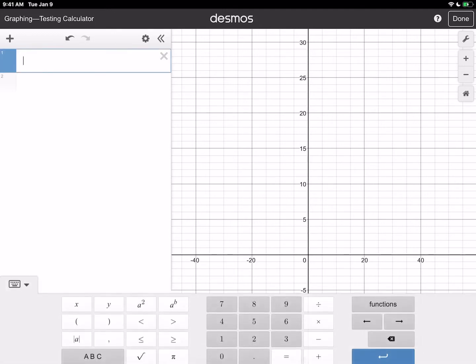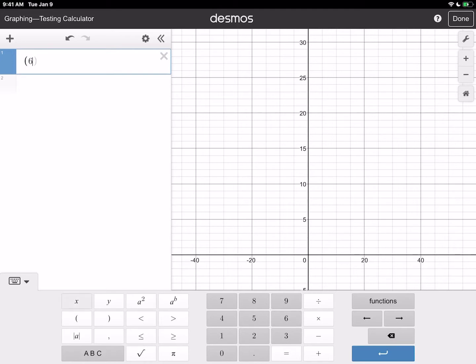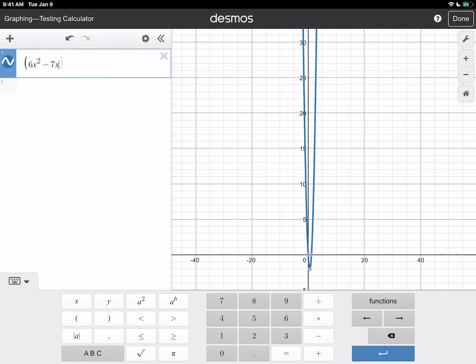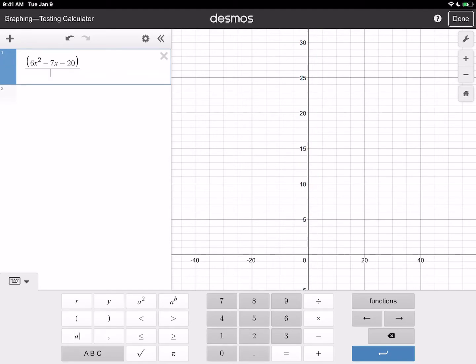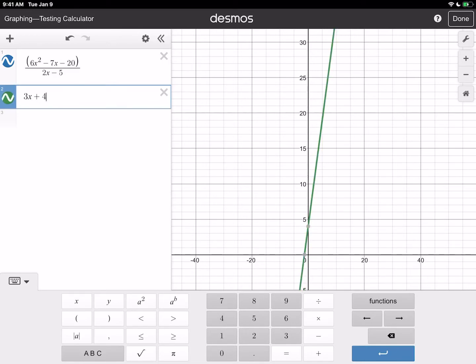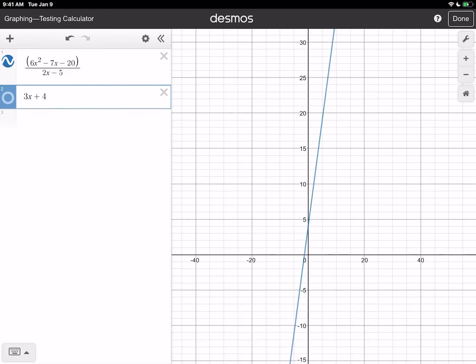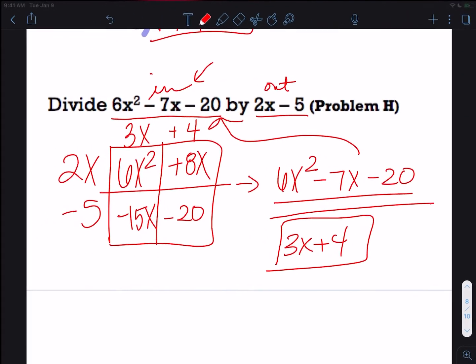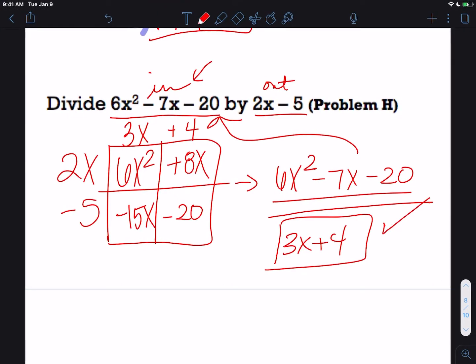So up here, I'm going to type 6x squared minus 7x minus 20, all divided by 2x minus 5. And I'm going to compare that to my answer, 3x plus 4. I'm going to make sure that they overlap exactly, and they do. So that means that is my correct answer.